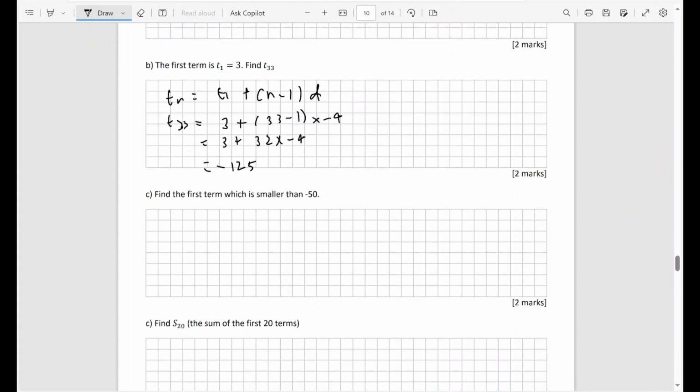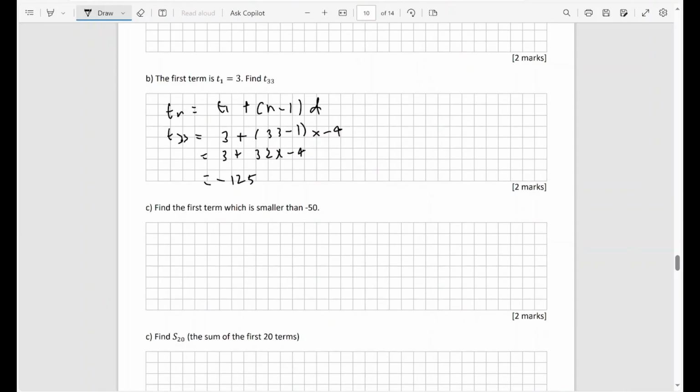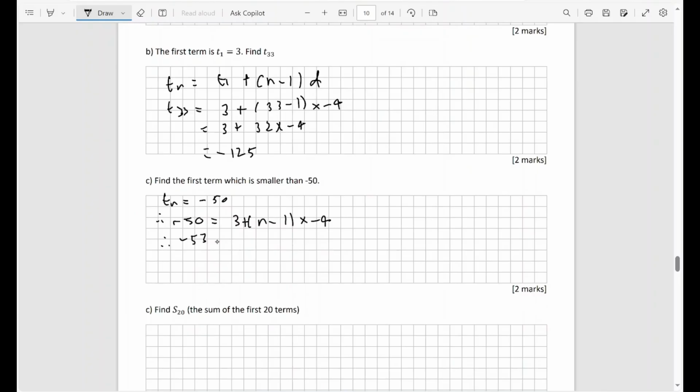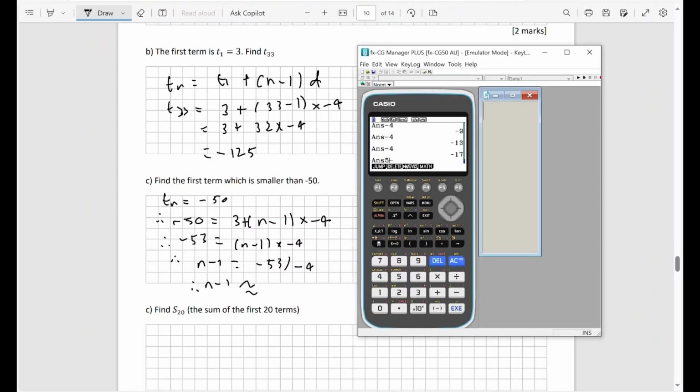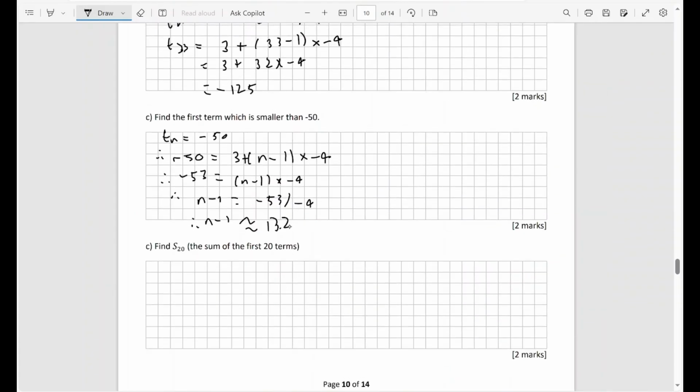Find the first term which is smaller than -50. So you'd want to solve for Tn equals -50. Therefore, -50 would be 3 plus n take 1 times -4. Therefore, -53 equals n take 1 times -4. Therefore, n take 1 is -53 over -4. Therefore, n take 1 roughly equals 13.25. Therefore, n roughly equals 14.25.